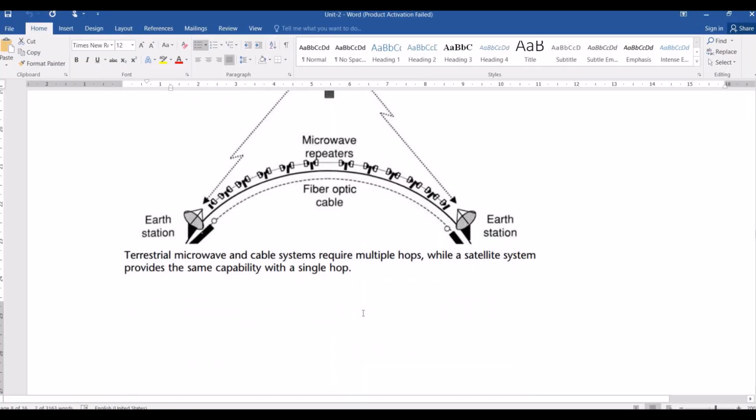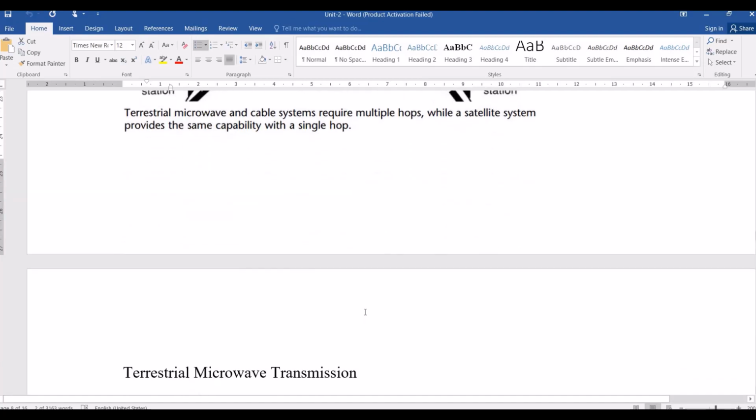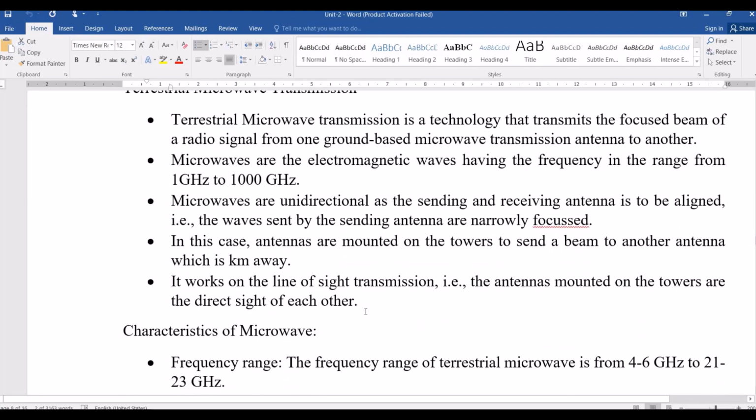Let's see here. Terrestrial microwave systems and cable systems require multiple hubs, whereas satellite systems provide the same capability with a single hub. So this is the technique used in terrestrial and satellite. Terrestrial microwave transmission is a technology that transmits a focused beam of radio signal from one ground-based microwave station antenna to another.